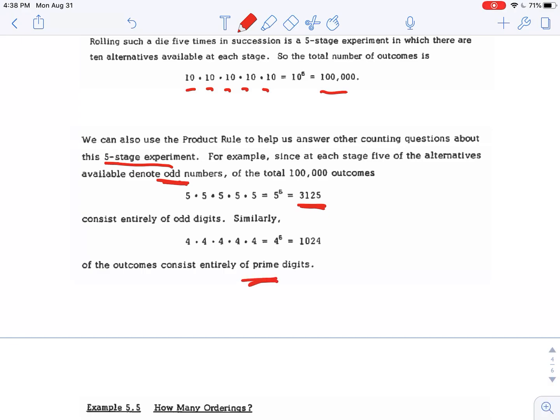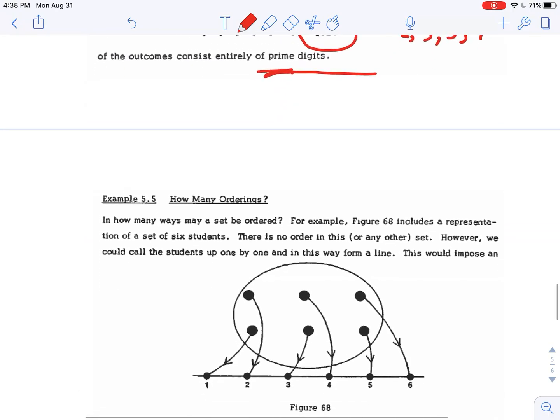the prime digits, as the next one describes, prime digits, of course, are going to be 2, 3, 5, 7. So you notice 0 and 1 are not among the primes. So in that case, it's 1,024 different ways that we could, if I was just looking for prime digits.